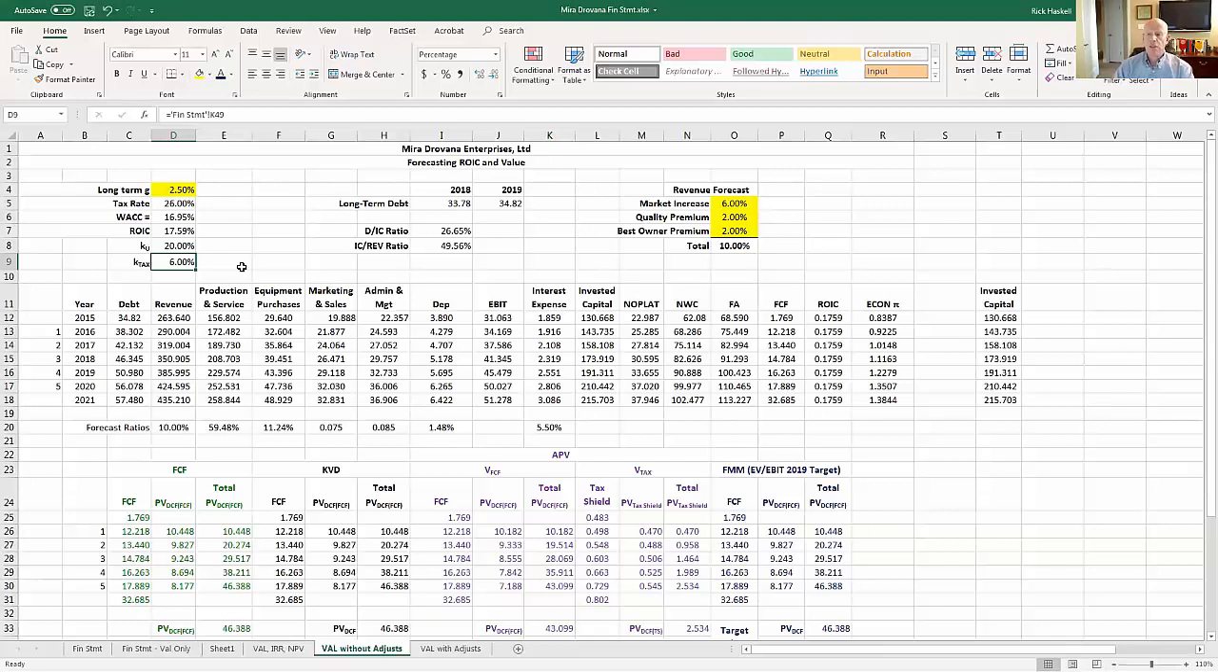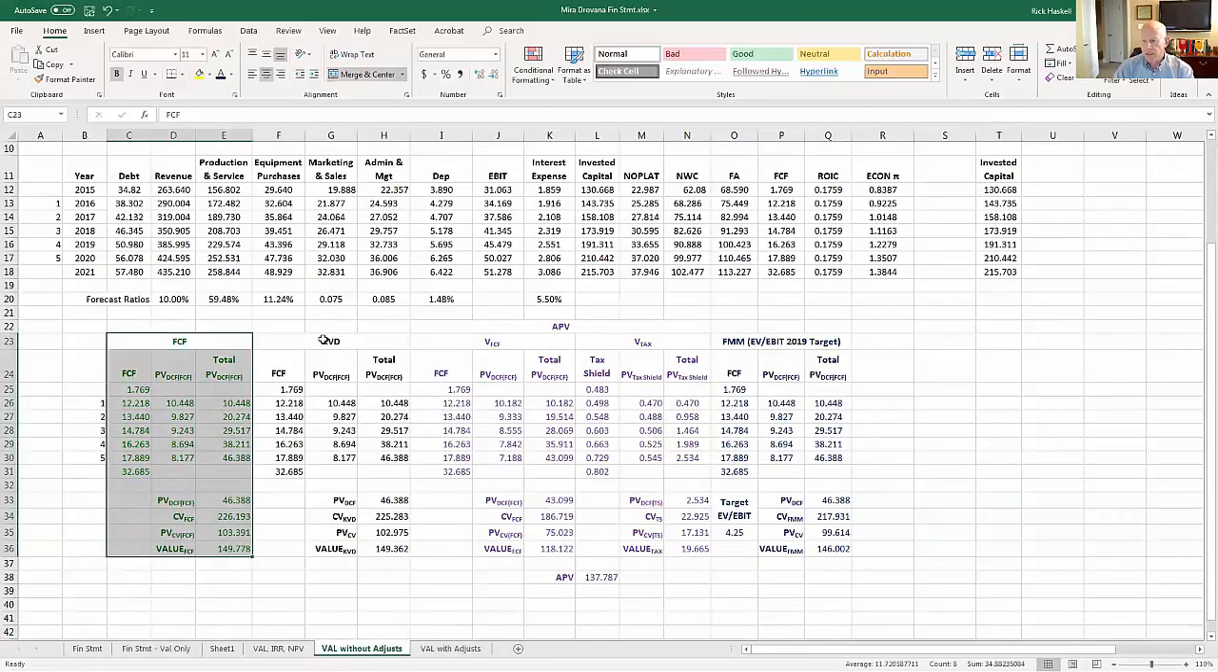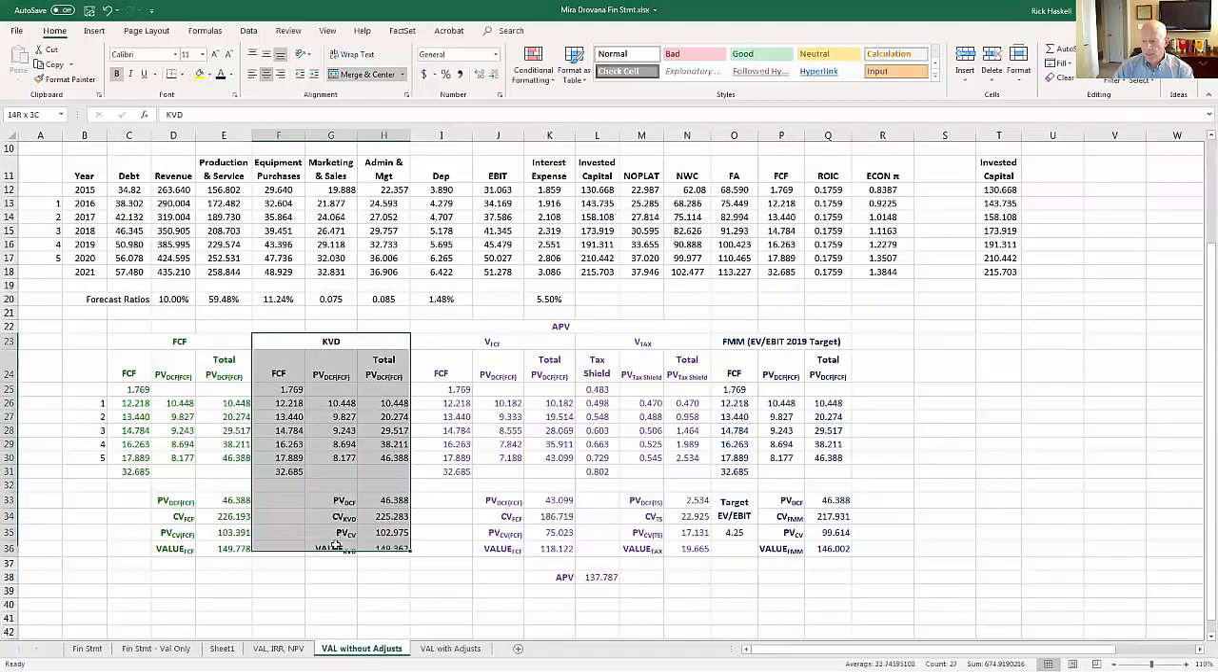So now let's look at this. We know, once again, when we looked at the FCF model, we got our value. When we looked at the KVD model, we got our value.